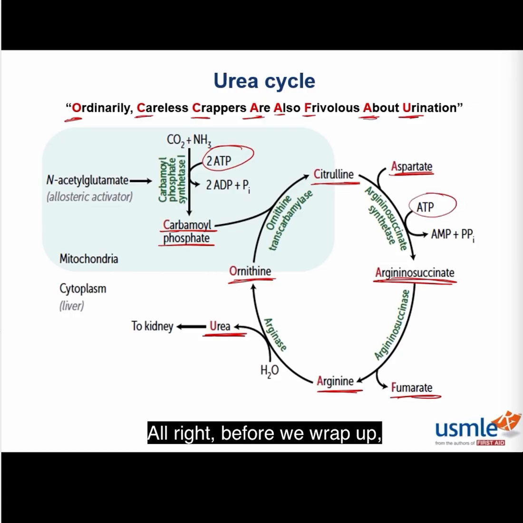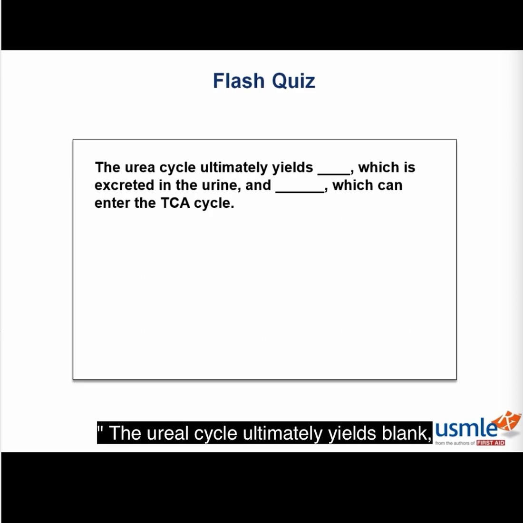Alright, before we wrap up, let's take a shot at a flash quiz. The urea cycle ultimately yields blank, which can be excreted in the urine, and blank, which can enter the TCA cycle.